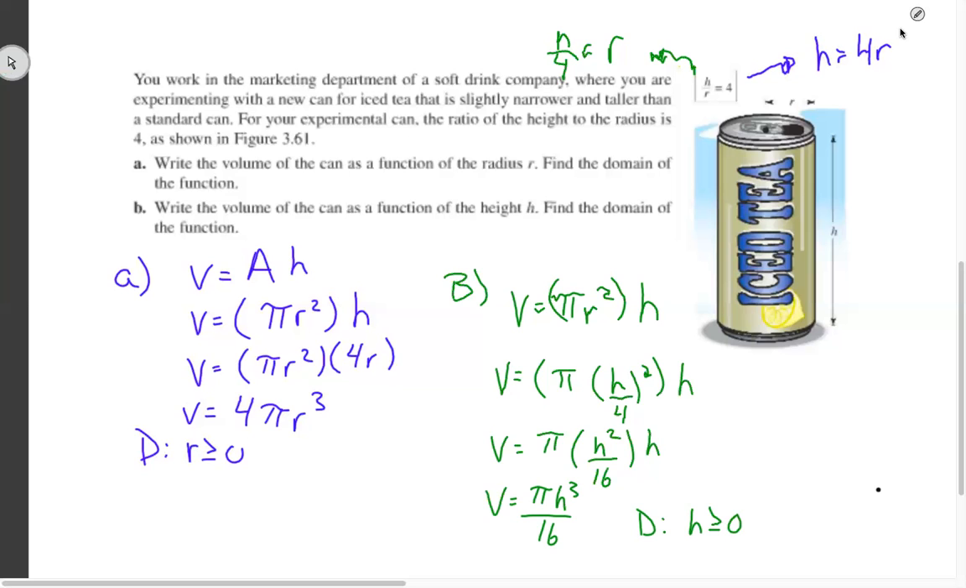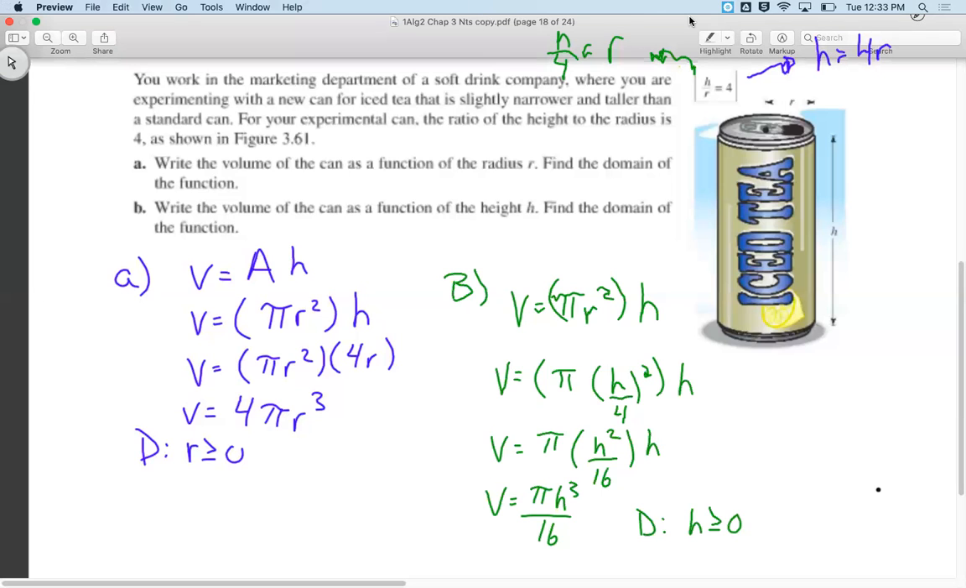Wait, why is it that r is greater than or equal to 0? Your r stands for radius, right? Can you have a negative radius? So that's why it has to be greater than 0. It could be equal to 0, but that would be kind of pointless. But it could be, right? You just wouldn't have a can. I'm just confused about this part. All right. So again, on the next page.